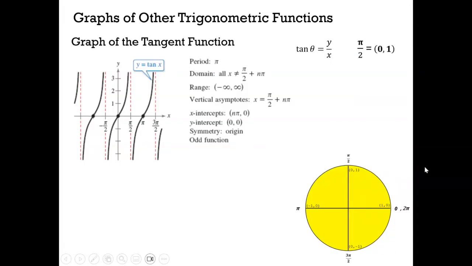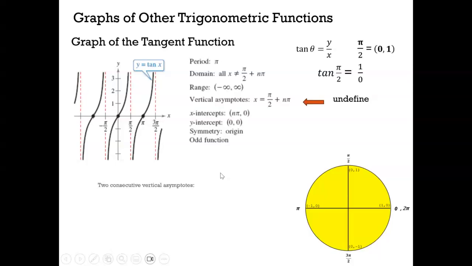Right, so let's go back to the pi over 2 on the unit circle. The tangent is y over x, right? So the tangent of pi over 2 will be y over x, which is 1 over 0. That's why, guys, this is undefined, which means at every pi over 2 there's going to be an asymptote. That's why the vertical asymptote will be at every pi over 2.